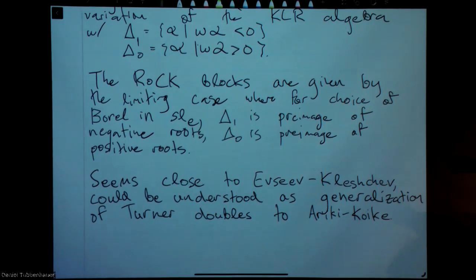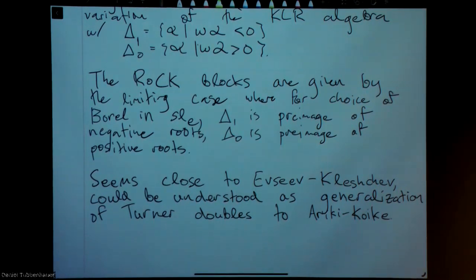In particular, I think this should be somehow equivalent to this work of Evseev, Kleshchev, which unfortunately I found very hard to read, so it's hard for me to confirm, but I think you should think of this as a Turner double for the Ariki-Koike algebra. So that's sort of a speculative thing, but I thought people here might be interested in it.